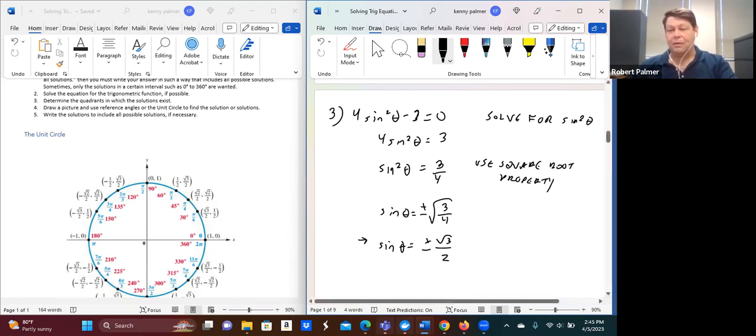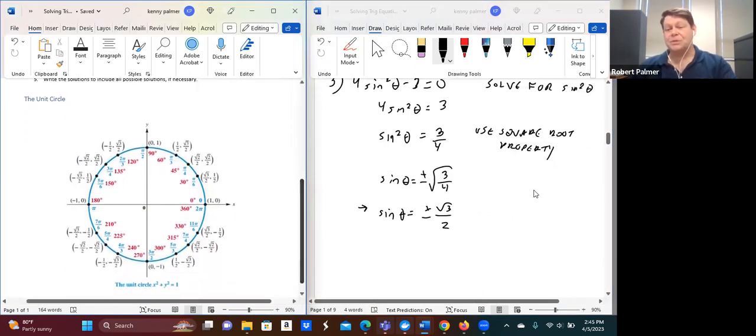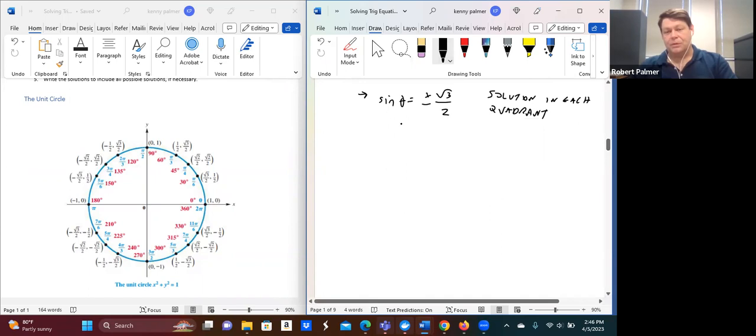Now here, since we have a plus or minus, on the unit circle we're going to have a solution in each quadrant. Because it's plus or minus, and sine is positive in quadrants 1 and 2, but negative in quadrants 3 and 4. All those are equally valid, so I actually have a solution in each quadrant. So let's draw a picture.